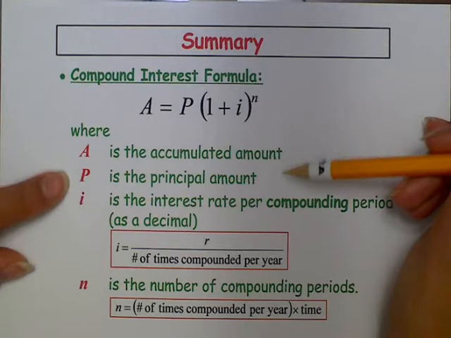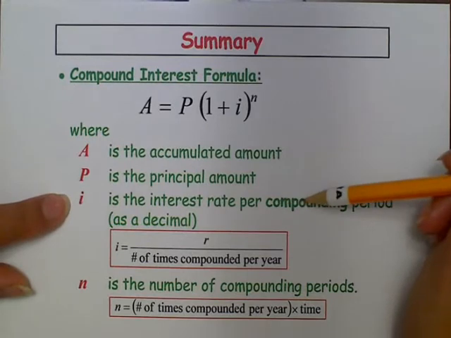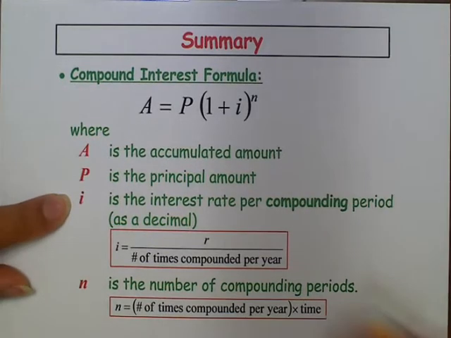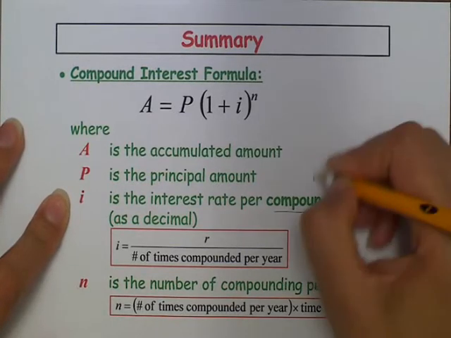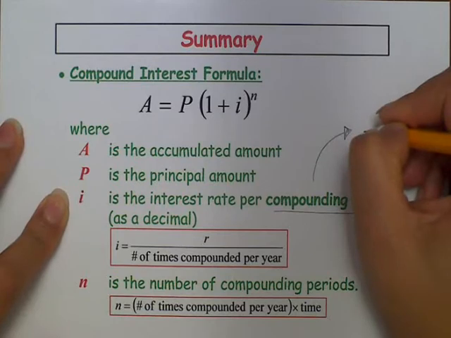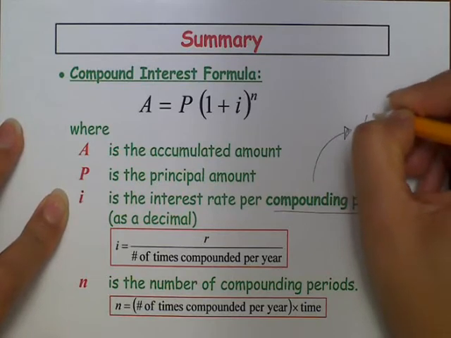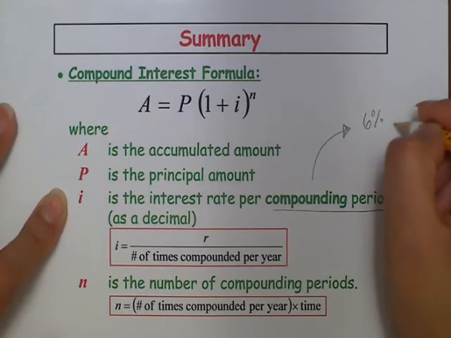P represents the principal amount, just like it does in simple interest. i, however, represents the interest rate per compounding period. Now, what this means is that if you're earning interest, let's say your interest rate is 6%, okay? But let's say your interest is compounded quarterly. So what that means is you're actually earning interest 4 times a year.